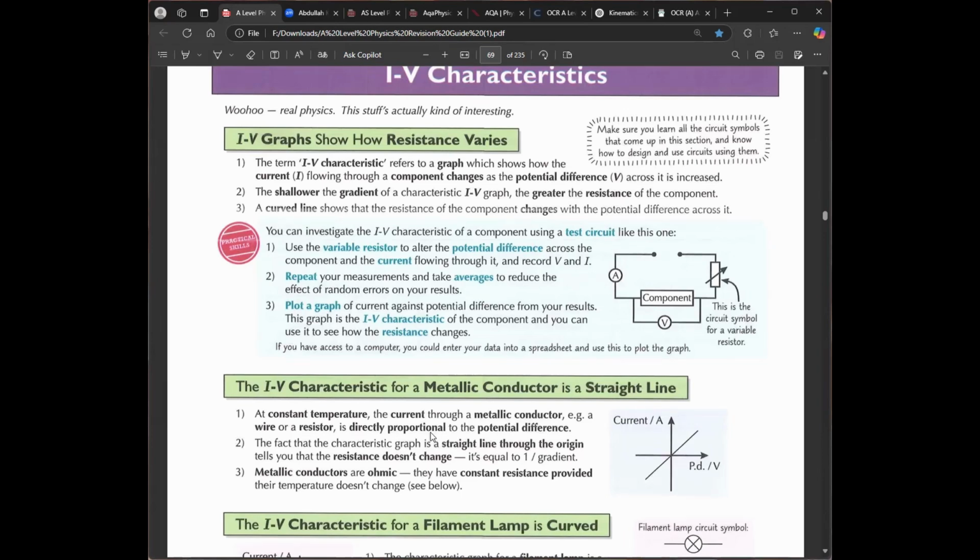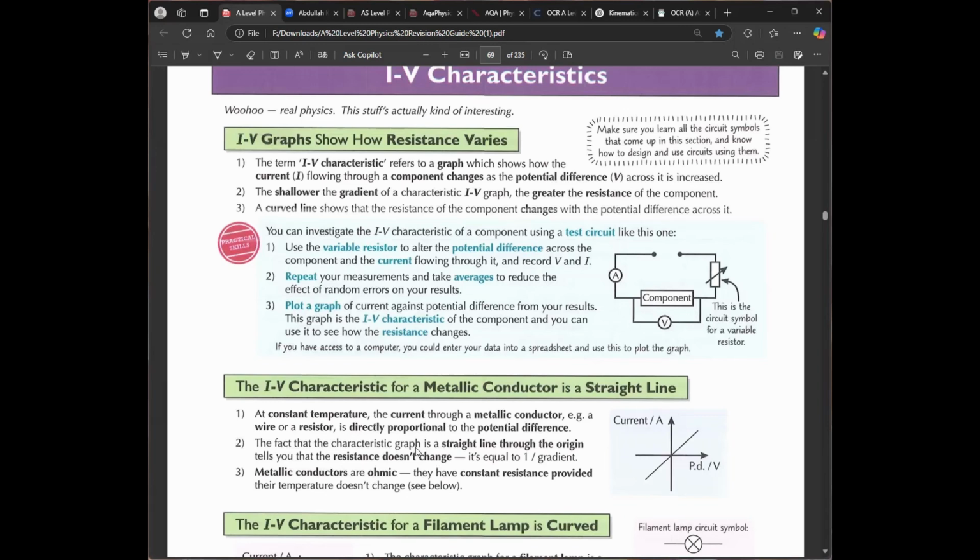So the current should be constant because you'll see in an example for the filament bulb, it is still a metal, but it's made in a way that its temperature increases as you increase the potential difference, and it's no longer in that category. It no longer behaves like an ohmic conductor. So we're going to find out.